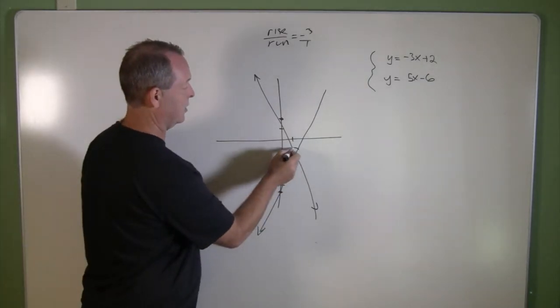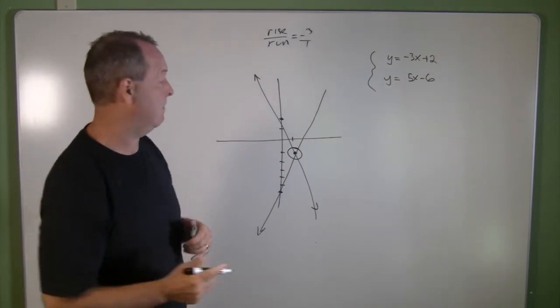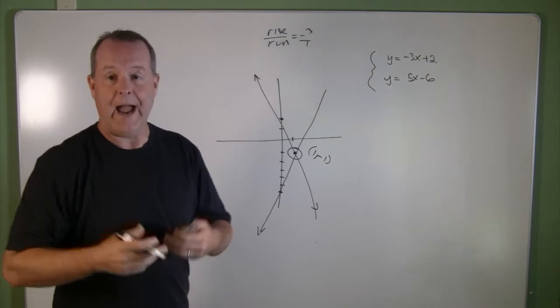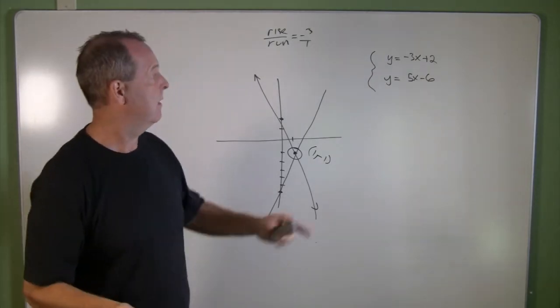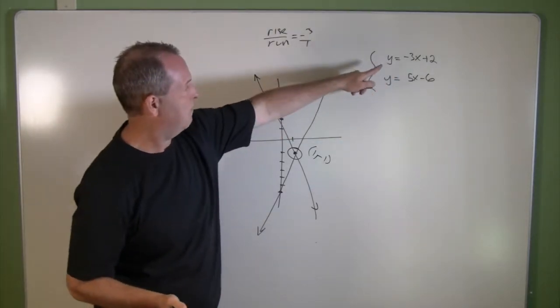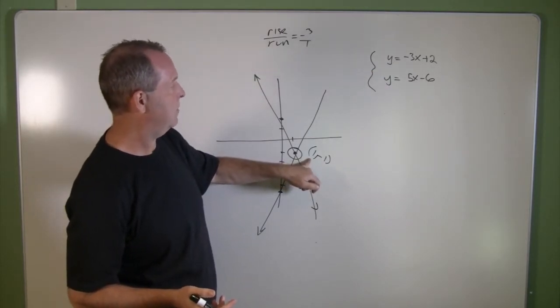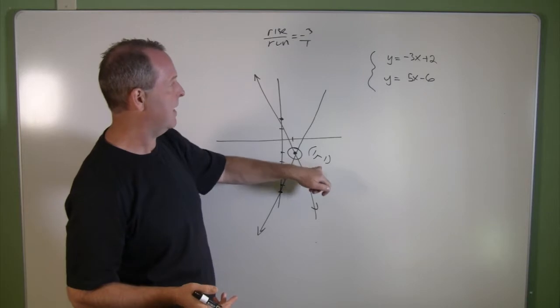The lines intersect. They intersect in this region. That appears to be the point 1 and -1. I could check that to make sure by plugging this in. So -3 times a 1 plus 2, -3 plus 2 equals -1.